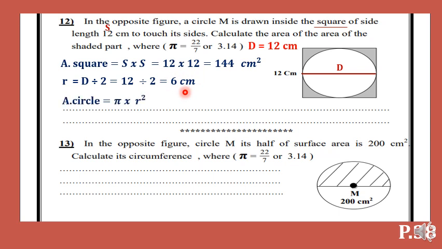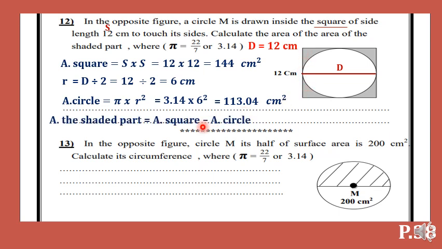Now, can I find the area of the circle? Yes, area of circle equals pi times r power 2, which equals 3.14 times 6 power 2 equals 113.04 square centimeters. Now we have the area of the square, the area of the circle, the outside shape and the inside shape. How can I find the area of the shaded part? Area of the shaded part equals area of square minus area of circle equals 144 minus 113.04 equals 30.96 square centimeters.